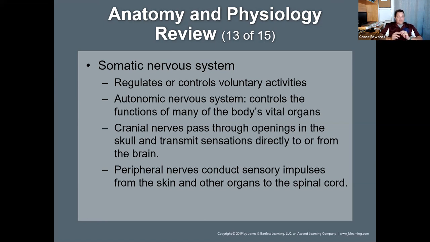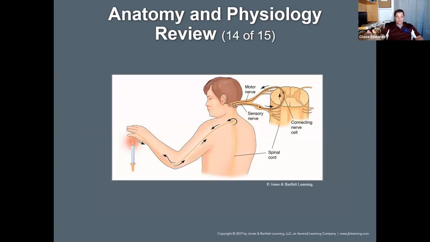Sensory nerves carry information from the body to the brain via the spinal cord. Motor nerves carry information from the CNS to the muscles. And then connecting nerves allow the cells on either end to exchange the message. By connecting the sensory and motor nerves of the limbs, the connecting nerves and the spinal cord form a reflex arc. Moving on.